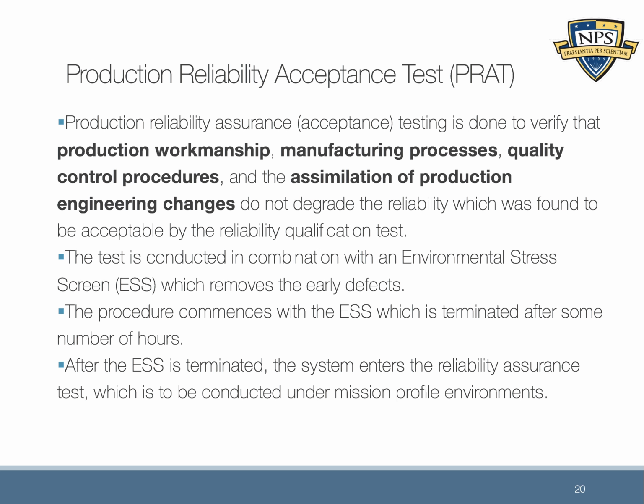So this is a little more formal. PRAT identifies things like production workmanship issues. Solder defects are a very common one there. Also issues in the manufacturing process, quality control procedures, and things along those lines. So again, all manufacturing and production related. The PRAT test is conducted in combination with environmental stress screening, which we'll cover later. Those two combine together to capture the early defects.